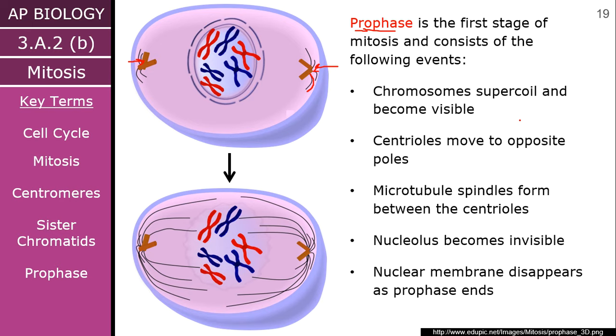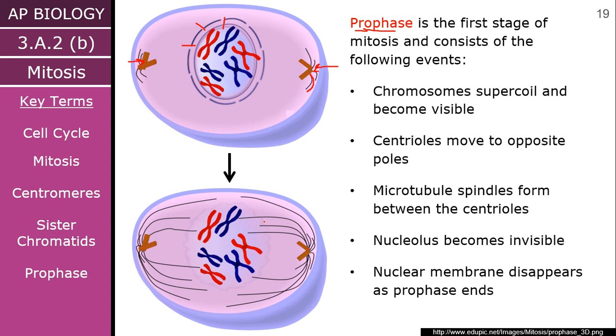And then the nucleolus is going to become invisible. So the nucleolus and the nuclear membrane are starting to break apart a little. That's because these chromosomes need to get out. They can't stay in the nucleus this whole time. So they need to get out. So in order to get them out, we're going to start breaking down the membrane. Okay? So by the end of prophase, the nuclear membrane is gone. And we start to have the spindle extending towards the chromosomes.